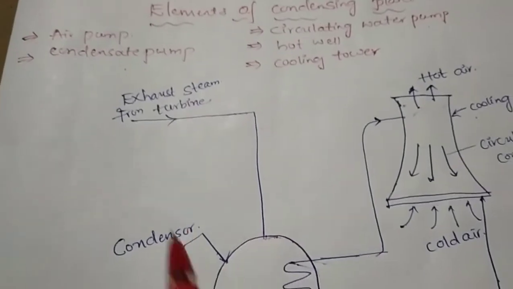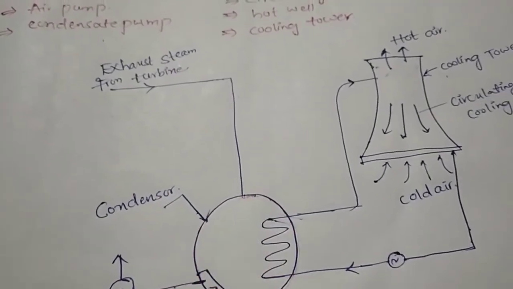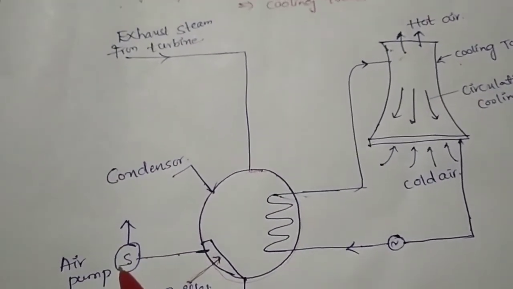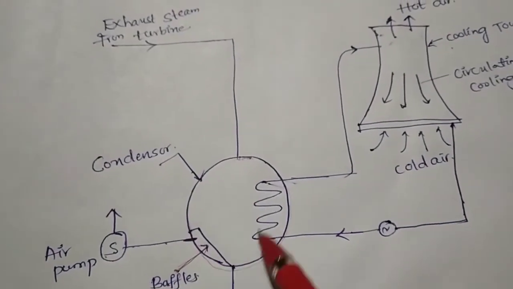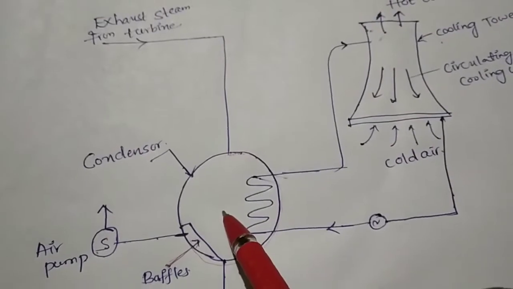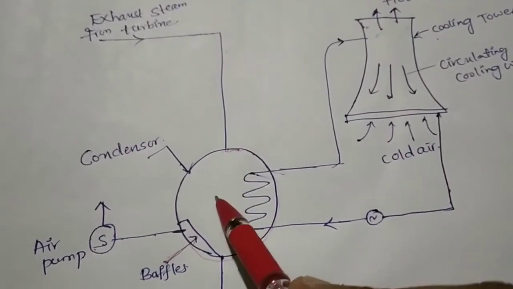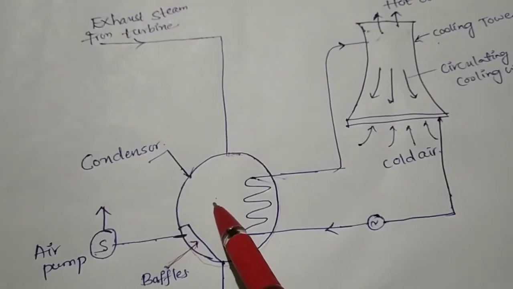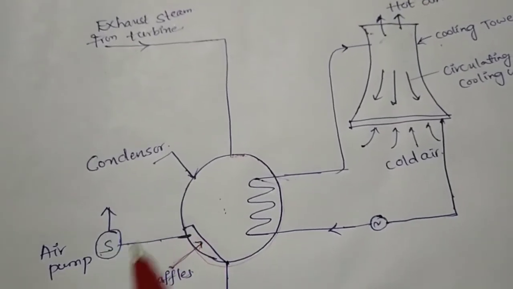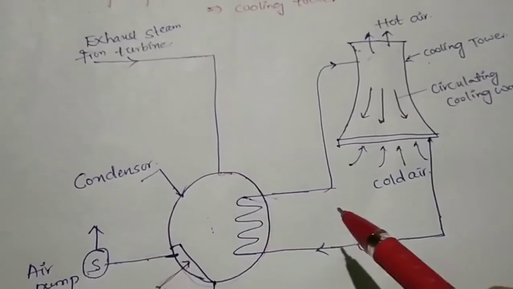See here, first what will happen in the condenser? The function of the air pump is that it will remove the air and other non-condensable gases from the condenser. Okay, after the condensation, some non-condensable gases and some air particles will be present here, and that will be taken by the air pump.